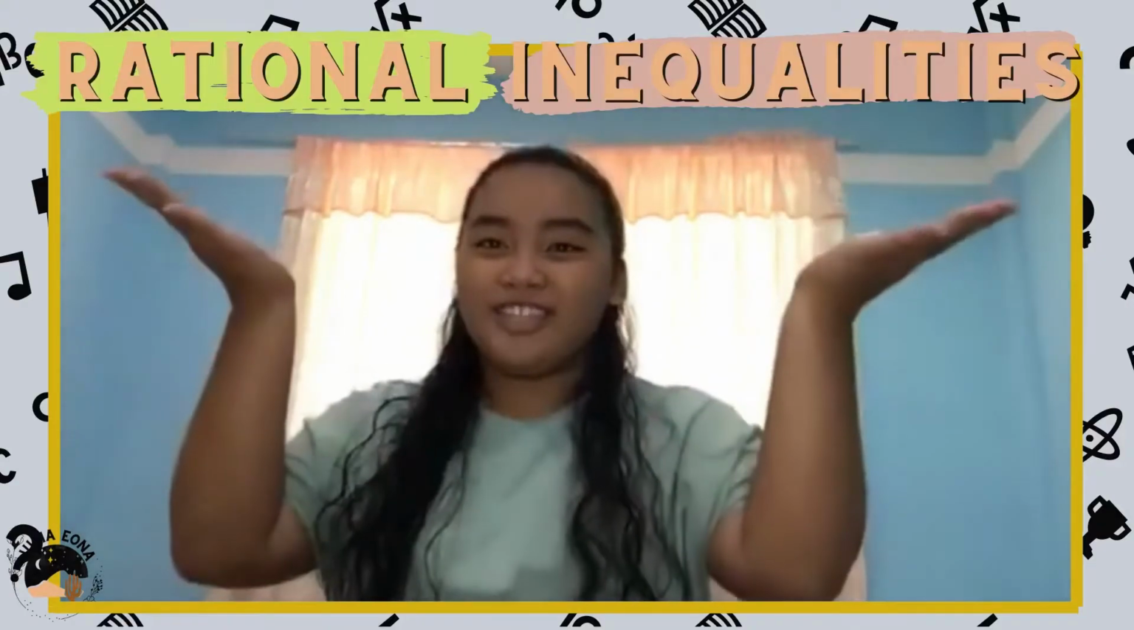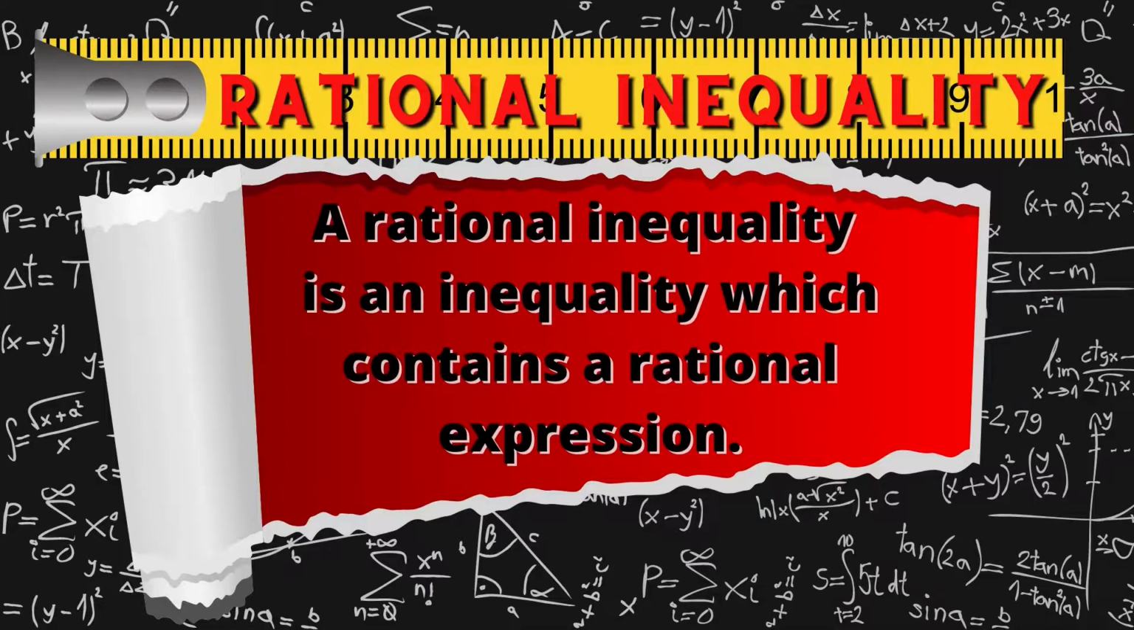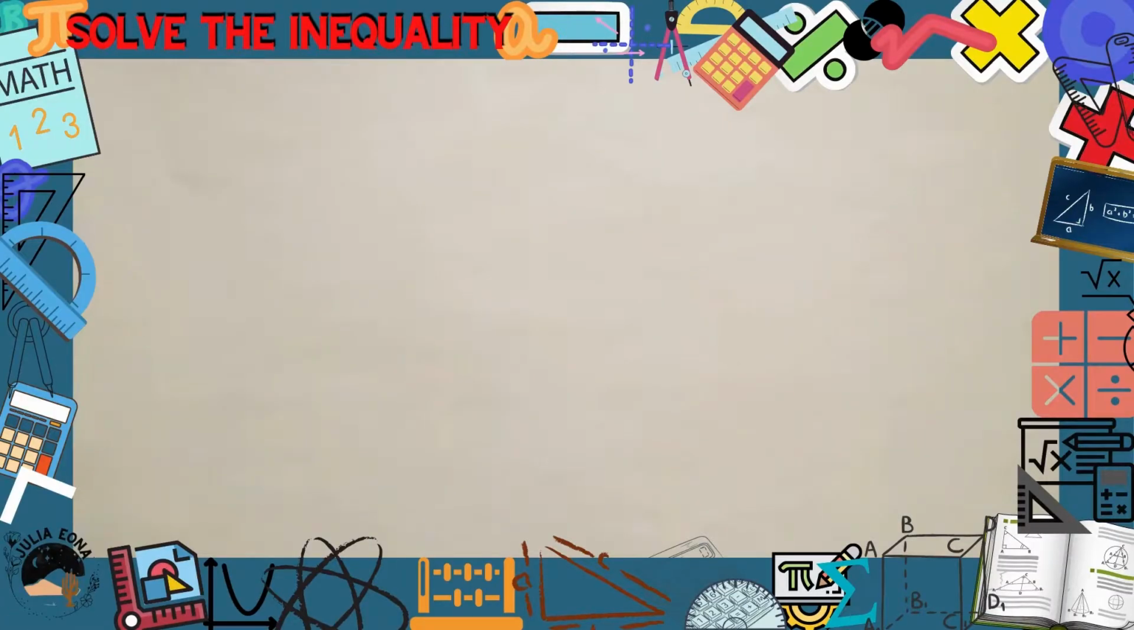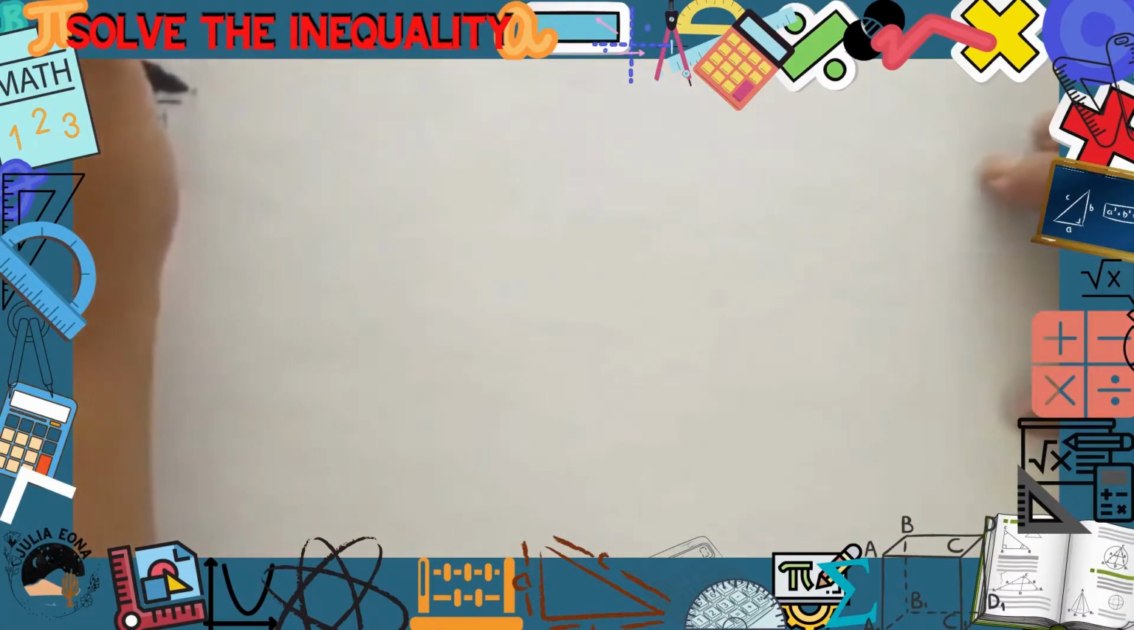Today, we are going to talk about how to solve rational inequalities. So to make it easier for you to understand our discussion, we're going to solve certain examples step by step. On the first example, we have 2x over x plus 1 greater than or equal to 1.